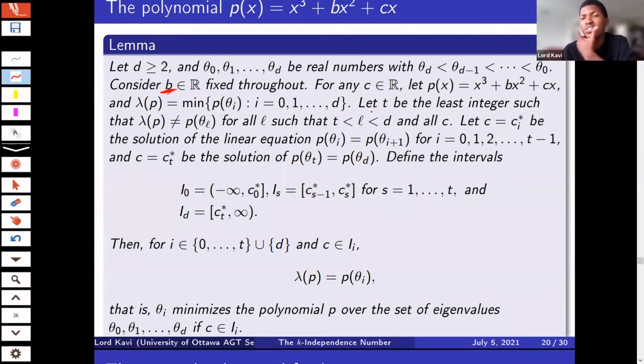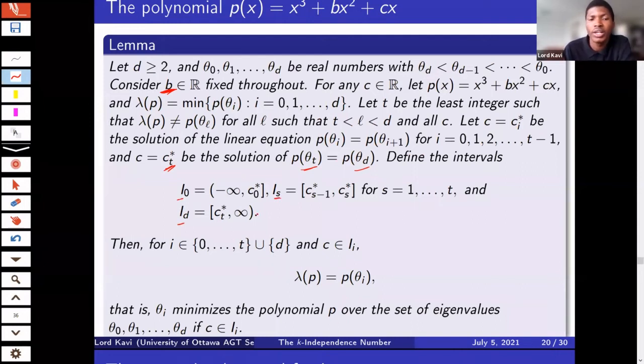Right, so for all c, we define ci star to be the solution of the linear equations p of theta equals p of theta I. So we are looking at where each of these meet, p of theta I and p of theta I plus 1. And we define ct to be where p of theta t equals p of theta d. Basically, we are interested in these intervals, right?